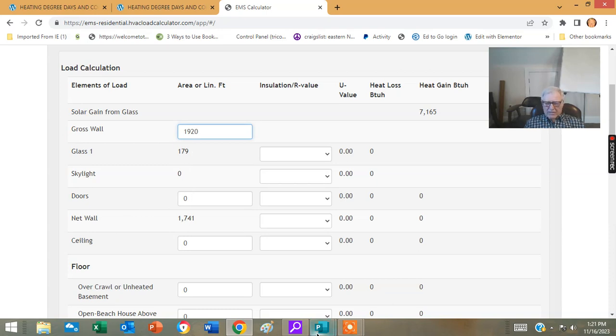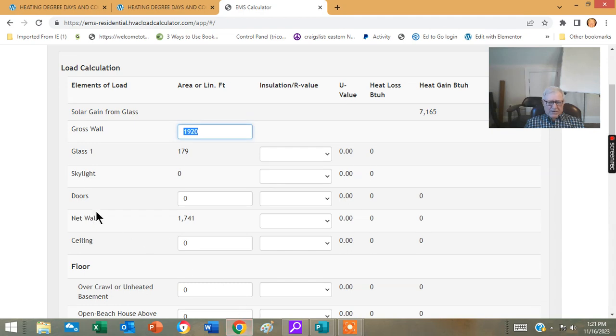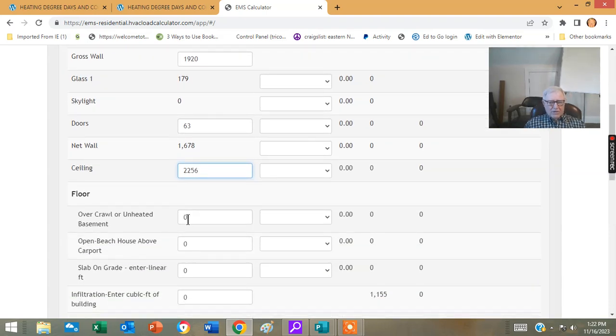Doors, go back to my picture a second. I got 1, 2, 3 doors, and they're all 21 square feet. So that's a total of 63 square feet of door area. So put in 63 square feet. The ceiling is 2,256 square feet. Floor is over a crawl space, 2,256 square feet.